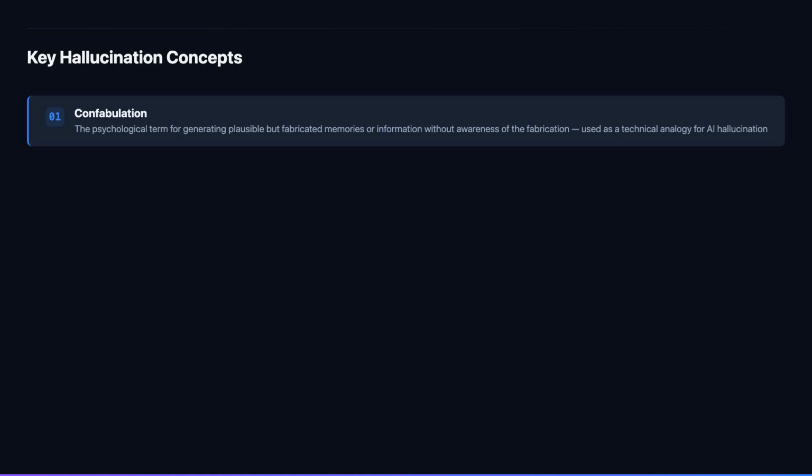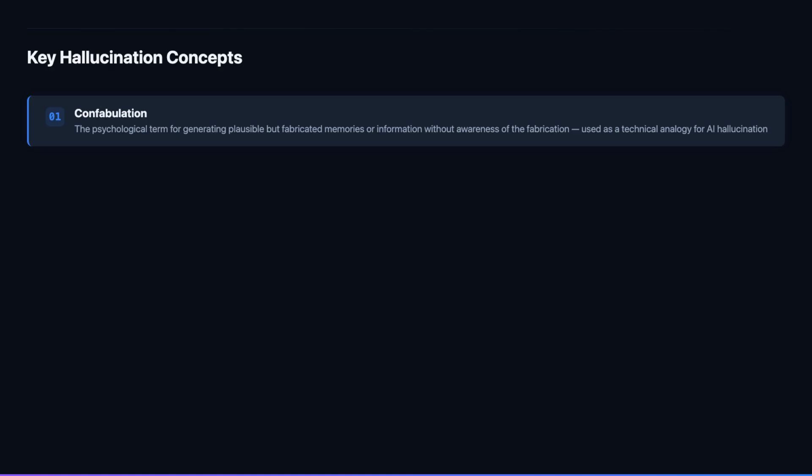Just as a confabulating patient fills gaps in their damaged memory with plausible fabrications, a language model fills gaps in its statistical knowledge with plausible token sequences that may bear no relationship to actual facts. The analogy highlights a key point. Hallucination in AI, like confabulation in neuropsychology, is not a sign of malicious intent, but a structural consequence of how the system generates output.